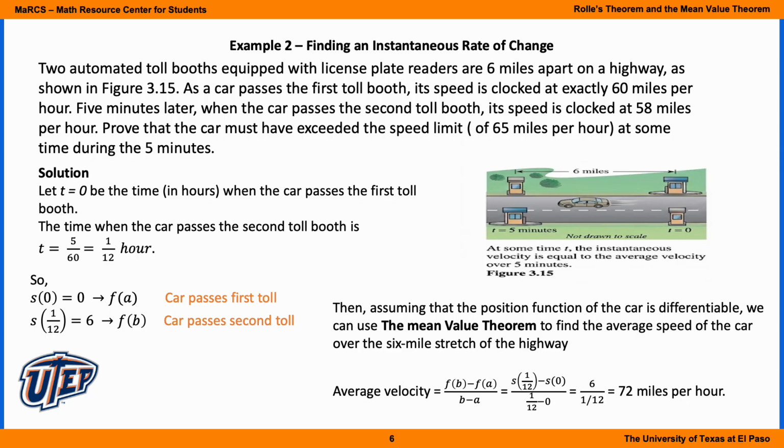Then, assuming that the position function of the car is differentiable, we can use the mean value theorem to find the average speed of the car over the 6-mile stretch of the highway. So we'll do (s(1/12) minus s(0)) divided by (1/12 minus 0). That'll give us 72 miles per hour, and therefore the car exceeded the speed limit of 65 miles per hour.